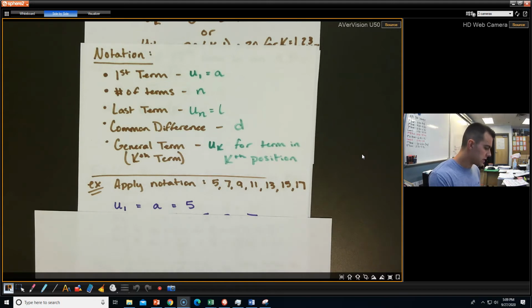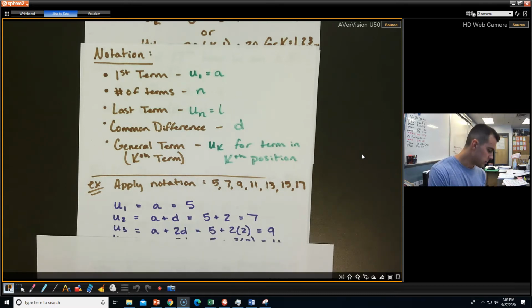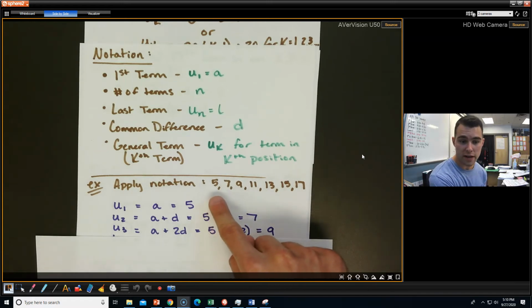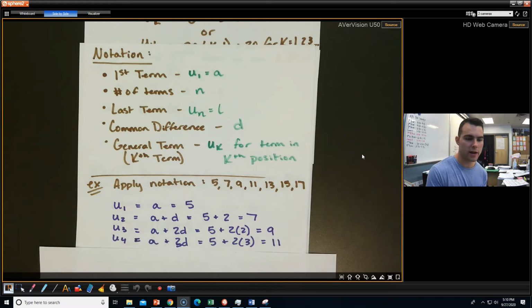But I can continue this on. I know mu sub 2 is going to be 7. But we could write it like this, right? Now I'm adding on my common difference of 2 to my first term, and 5 plus 2 will give me 7. I continue further, the third term. Well, now, to get to my third term, I'm starting with my first term, 5, and now I'm doing the common difference twice. So I have to multiply my common difference by 2. I got to add it to my first term. I get 9. And you can start to see a pattern develop, right?